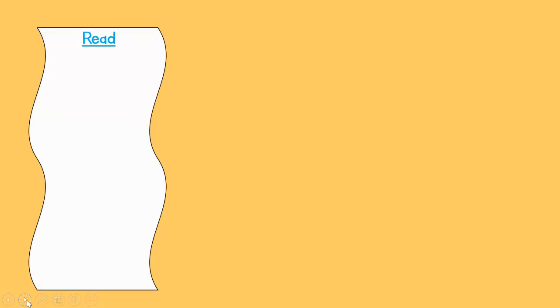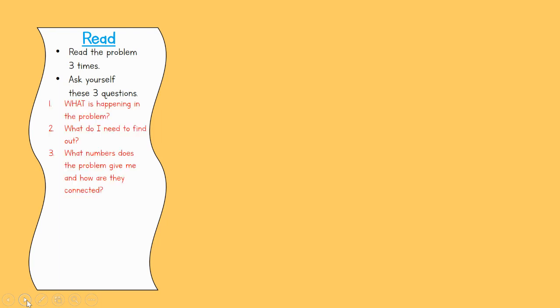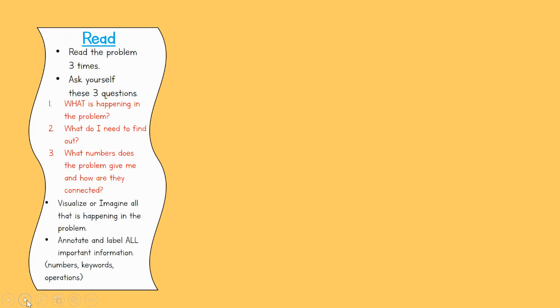Let's get started. So, when using Read, Draw, Write, we always start off with read. We read the problem 3 times. Ask yourself these 3 questions while reading. What is happening in the problem? What do I need to find out? What numbers does the problem give me and how are they connected? What's the relation to the numbers?